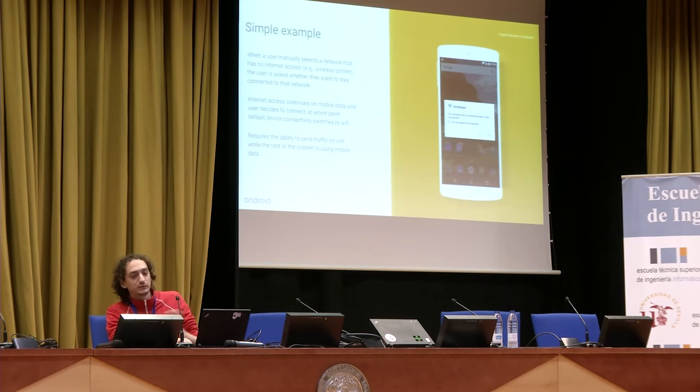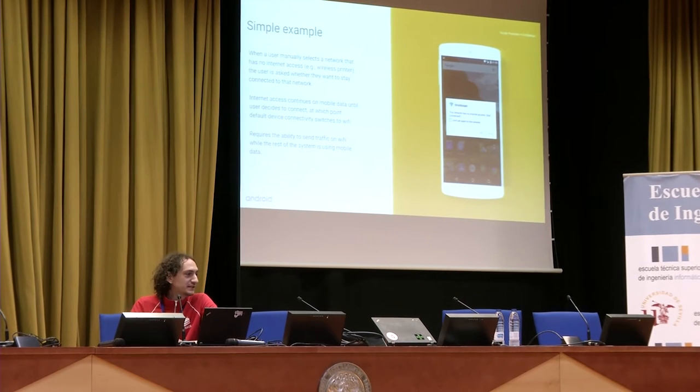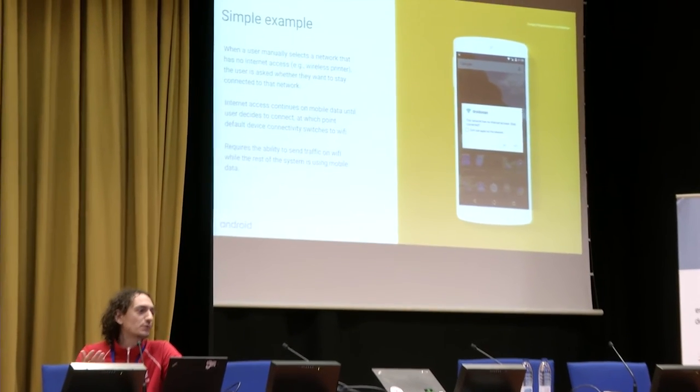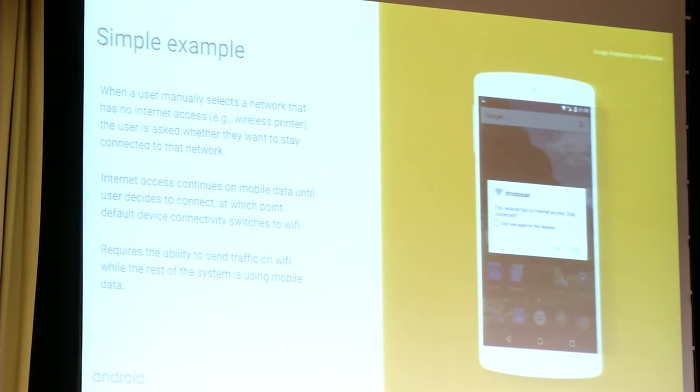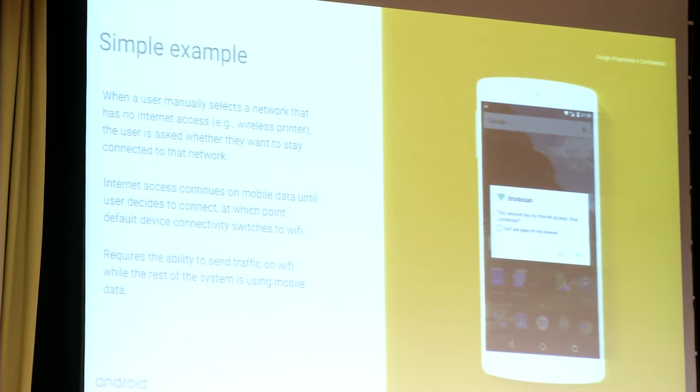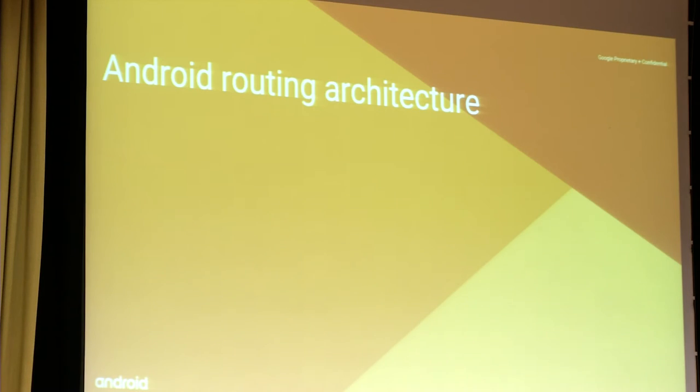Here's one simple thing that we do since 6.0. If you connect to a wireless AP that doesn't have internet backhaul, or you connect to a wireless printer, the device will ask you, do you want to connect to this network, because it doesn't go anywhere. In order to do this, you have to have the ability to at least do DNS on the background network, and to open a TCP connection on the background network. When you switch to that network, the TCP connections that were established on it need to stay on it, the old ones need to be torn down, and so on. So it looks very simple, but it has to have solid infrastructure behind it.